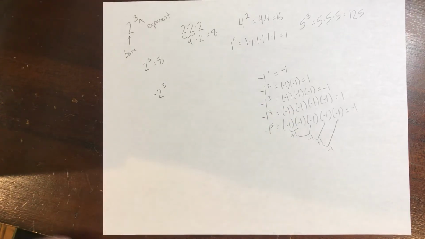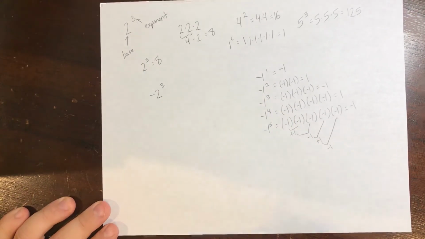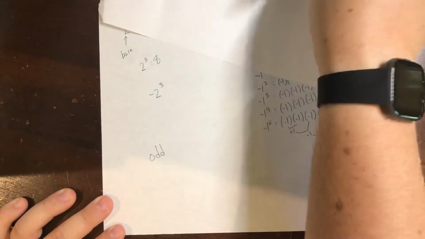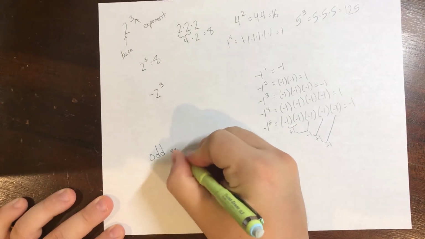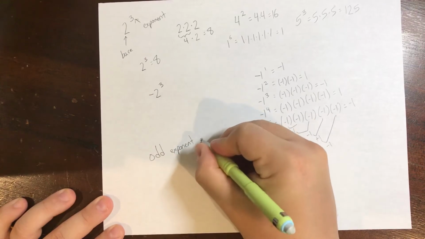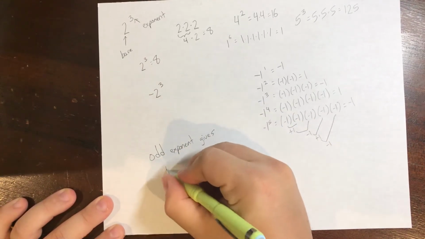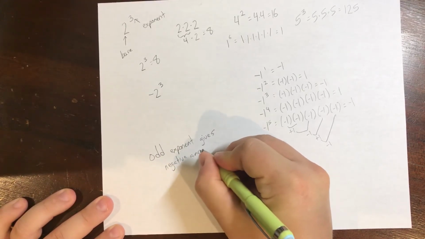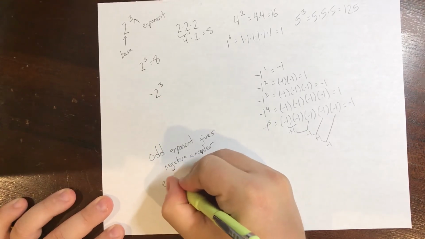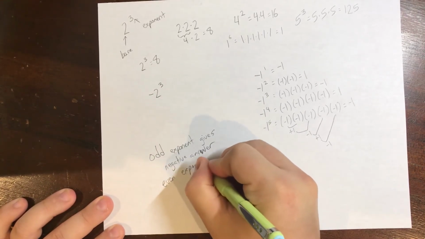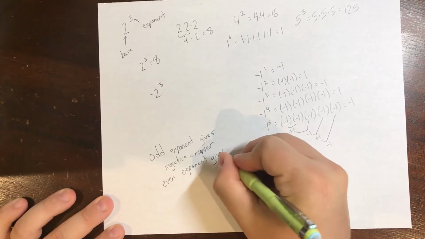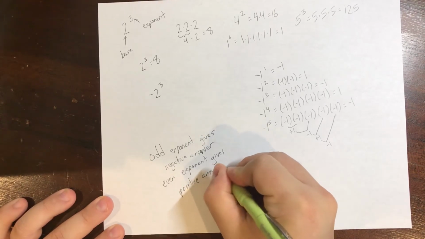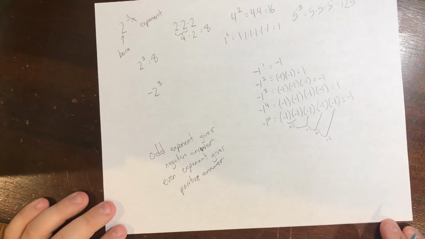So knowing this, anytime we have an odd exponent, we should get a negative answer. And an even exponent gives a positive answer. But we're still going to work these the same way.